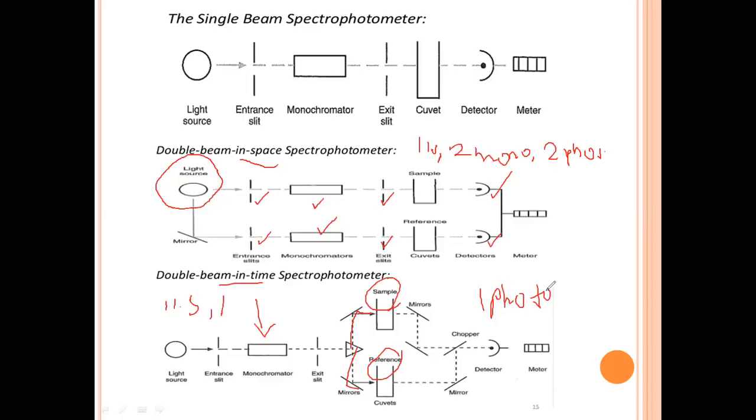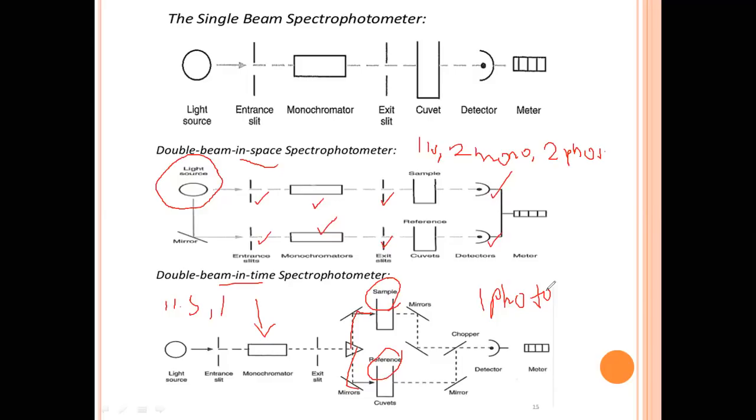With the single beam, lahat isa. So, dapat tanggalin muna si sample and then read the reference material or the reference solution. Whereas pag double beam, ang tatandaan nyo lang, the light splits into two. But when it comes to double beam in space, you also need two monochromators to split the light and two photodetectors.